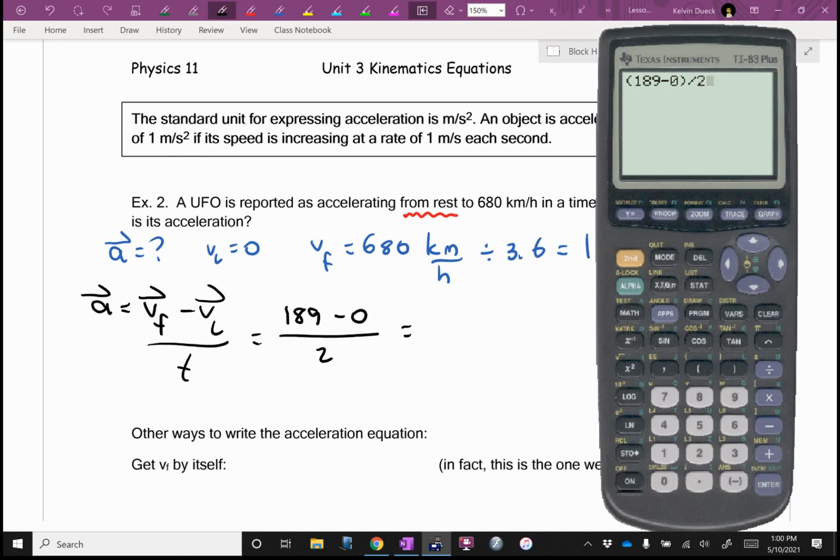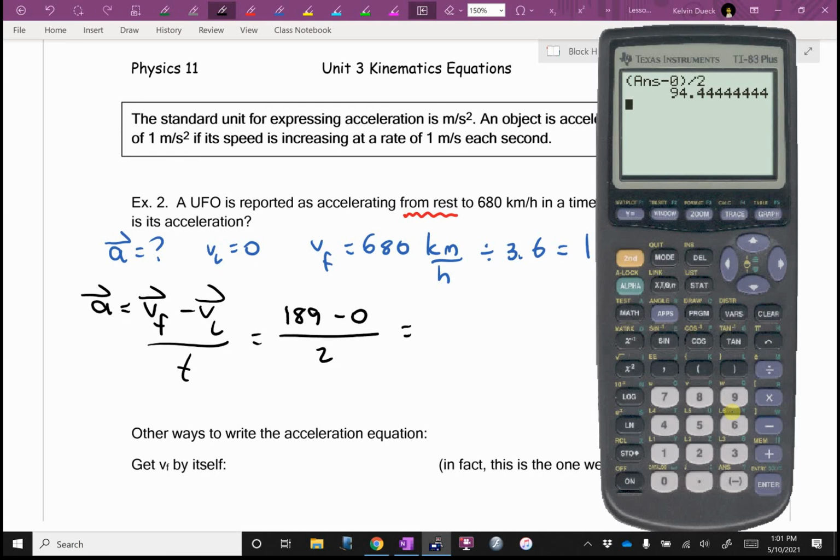Oh, wait a minute. I'm not going to go 189. What button did I say I was going to use? Answer. So I should go answer button. If you can't find your answer button, now is the time to ask, and I'll show you where it is. Anybody not be able to find it? Okay. Minus 0, close bracket, divided by 2. If you use your answer button, you'll get 94.4 repeating. If you use 189, you'd probably get 94.5, and you've now introduced a little bit of error into the rest of your calculations if this was a multi-step question. So get used to using your answer button.